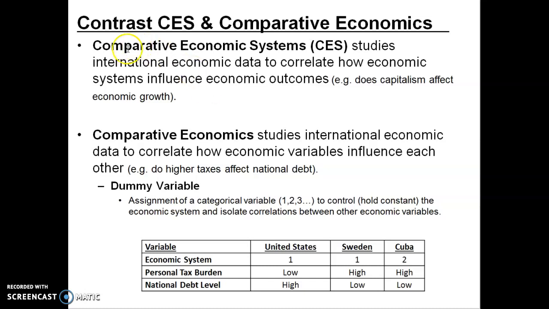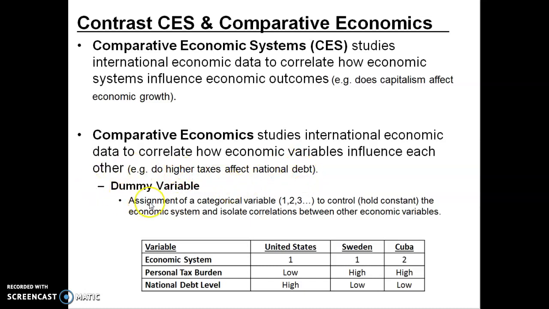We're focused on comparing the economic systems and their effects on a variety of economic variables that are important to us. In contrast, comparative economics studies international economic data, but it's correlating how economic variables influence each other. So we might want to know how taxes actually affect national debt. And that means we need to control for the economic system.